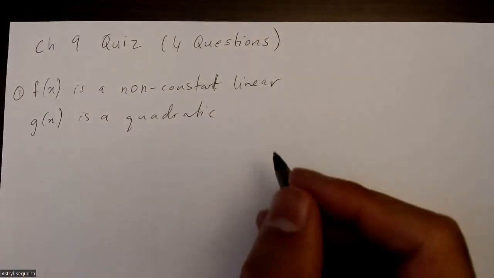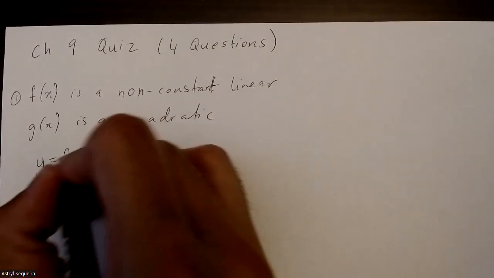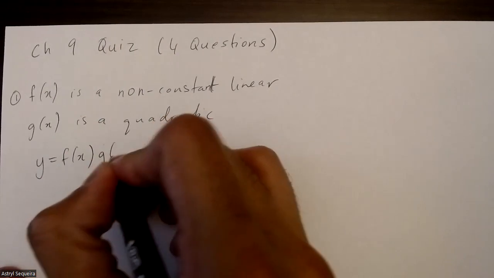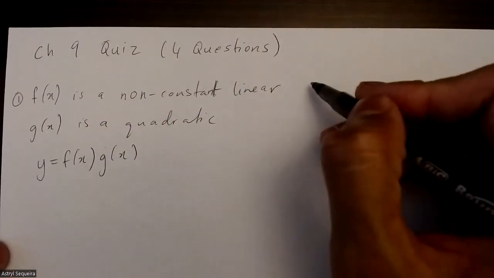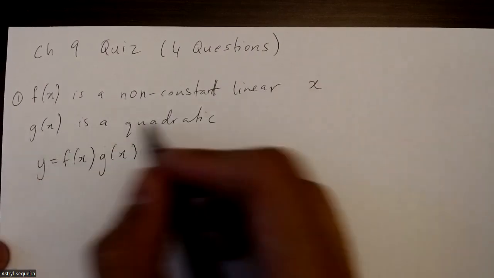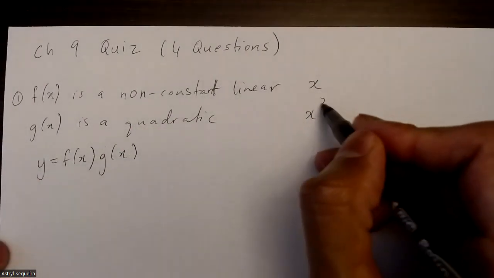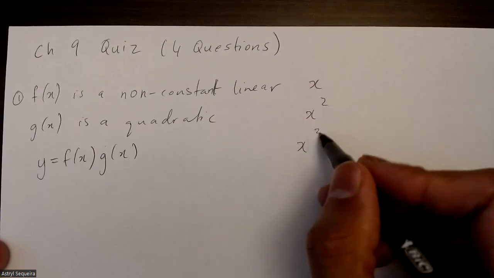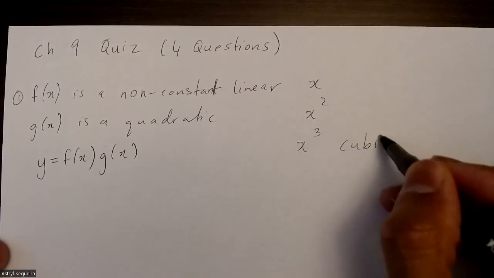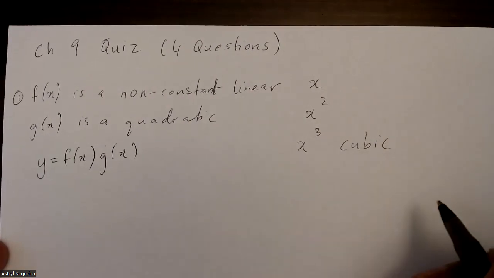What type of function will be f of x times g of x? So if f of x is a non-constant linear function, it's just an x function, and if g of x is quadratic, it's just an x square function, and x times x square is just an x cubed function, which is basically a cubic function.